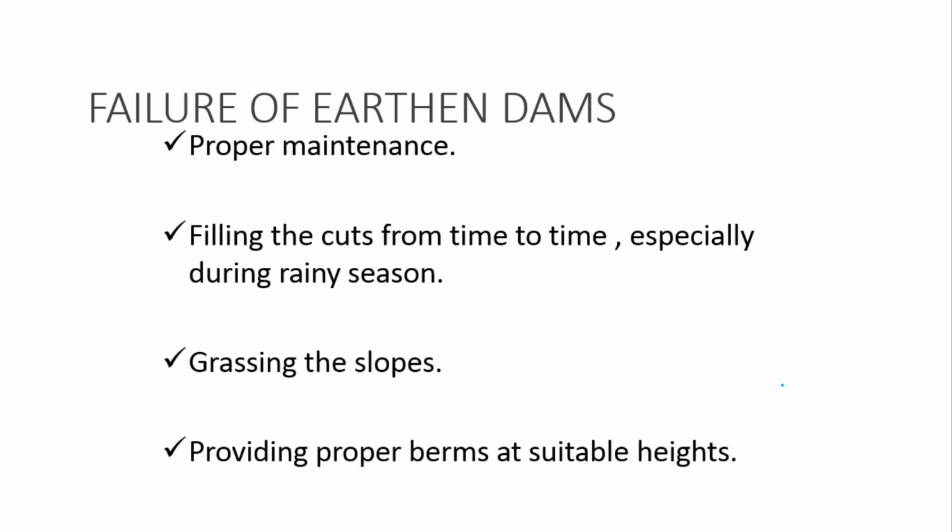Next, proper maintenance. Maintenance should be correct. Next, filling the cuts from time to time, especially during the rainy season. Generally small trees will come, and that also may lead to failure. Grassing we can say that too, and we have to make cuttings of that. Proper maintenance should be there for that.